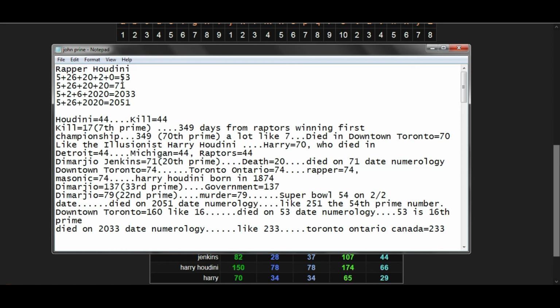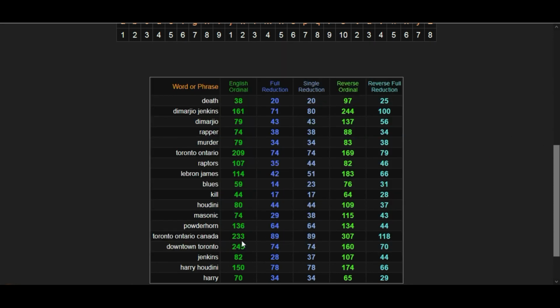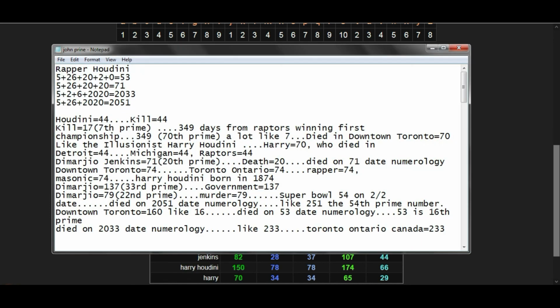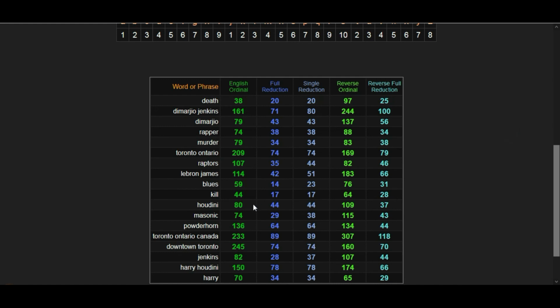Also notice the 53. He died on a date with 53 numerology. These are date numerology. 5 plus 26 plus 20 plus 2 plus 0 is 53. 53 is the 16th prime number. If you look at downtown Toronto equals 160, a lot like 16. The date he died was on 53 numerology, the 16th prime number. Also, notice the 2033. 5 plus 2 plus 6, May 26. 5 plus 2 plus 6 plus 2020. 2033, a lot like 233. Toronto, Ontario, Canada is 233 in numerology.